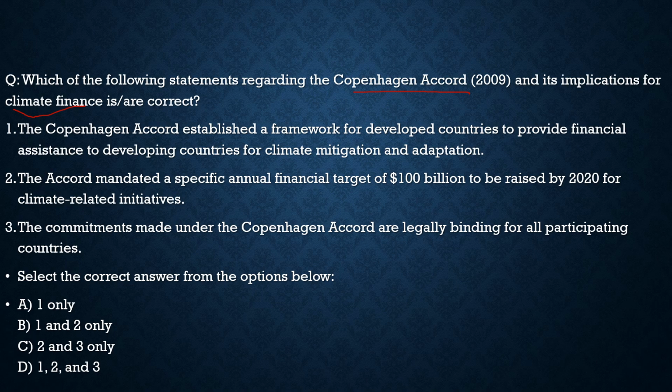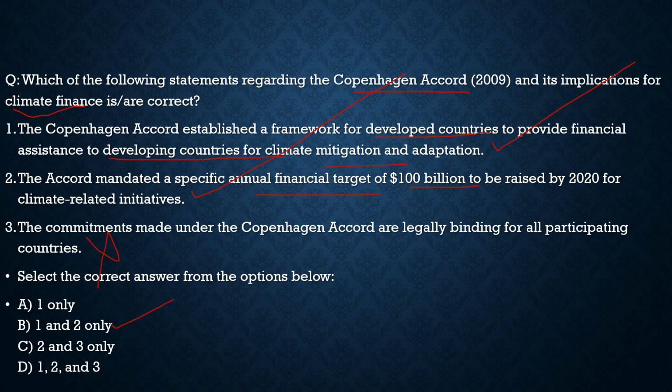So first statement, the Copenhagen Accord established a framework for developed countries to provide financial assistance to developing countries for climate mitigation and adaptation, 100% correct. Second, the accord mandated a specific annual finance target of 100 billion to be raised by 2020 for climate related initiatives, 100% correct. Third, the commitments made under the Copenhagen Accord are legally binding for all the participating countries. No, it is not legally binding on all the participant countries. So with respect to this question, the correct statements are statement 1 and statement 2 only.